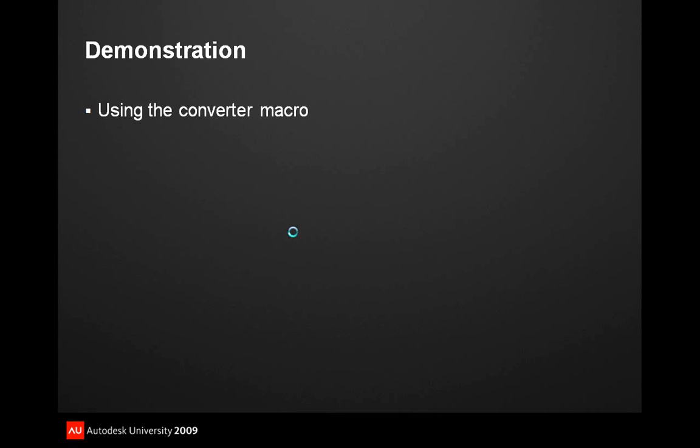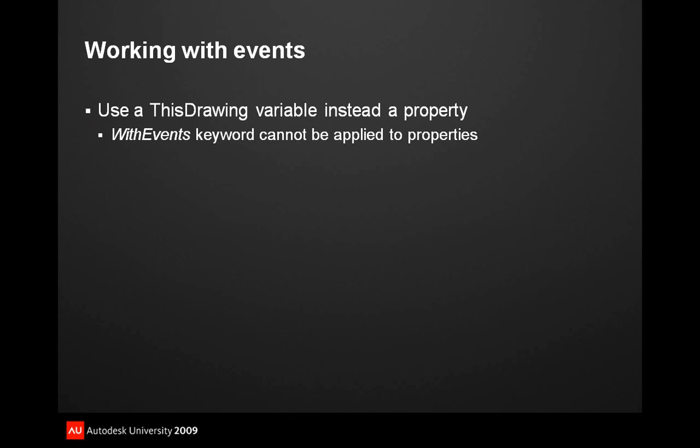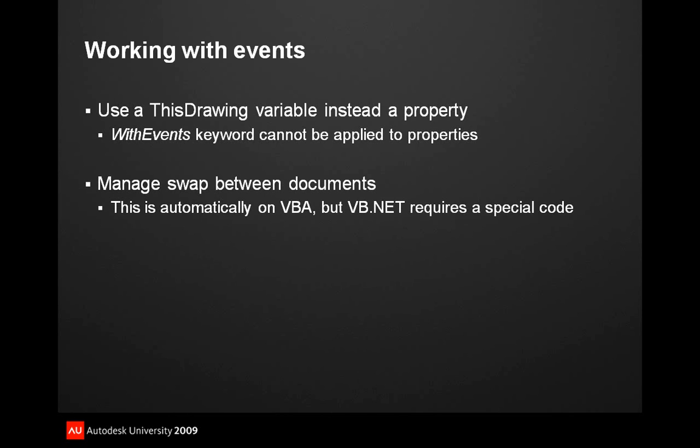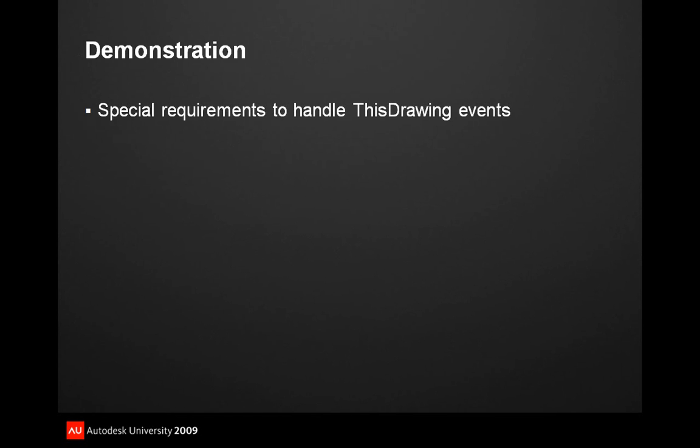Let's go back to the presentation. Working with events, there are some special requirements. For example, use a ThisDrawing variable instead of a property with the WithEvents keyword, because this keyword cannot be applied to properties. So we need to use a variable, but we need to manage the swap, the changes between documents. This is automatic in VBA, but VB.NET requires special code, and we have to make special code to make it start working when our code starts. We'll talk about that. So let's see a demonstration of these special requirements to handle these drawing events. Let's start AutoCAD to run this demonstration and see the VBA project running.